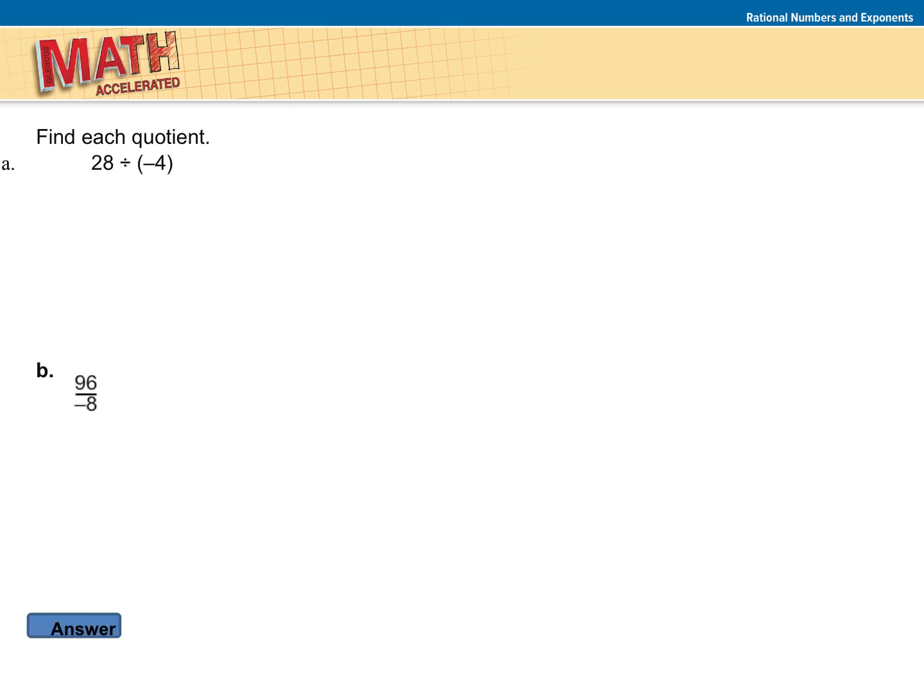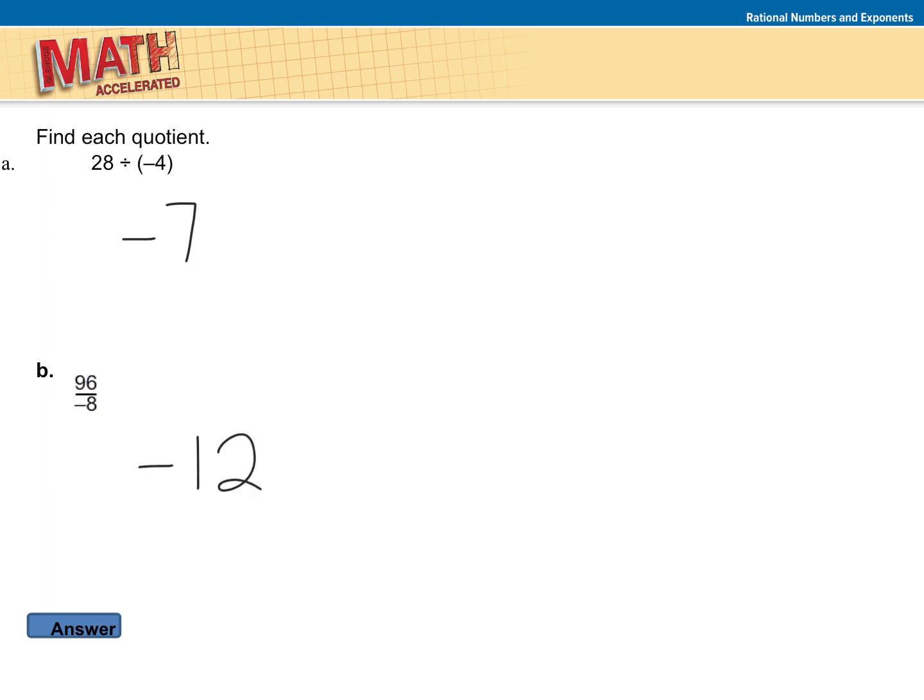Do these two on your own. Positive divided by a negative gives you a negative. What's 28 divided by 4? 7. I said it's negative 12. Positive divided by a negative gives you a negative. So 96 divided by 8 is 12.